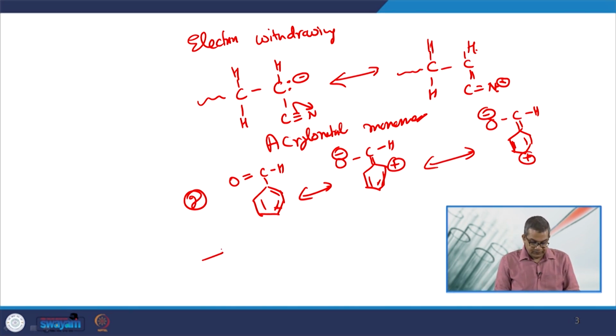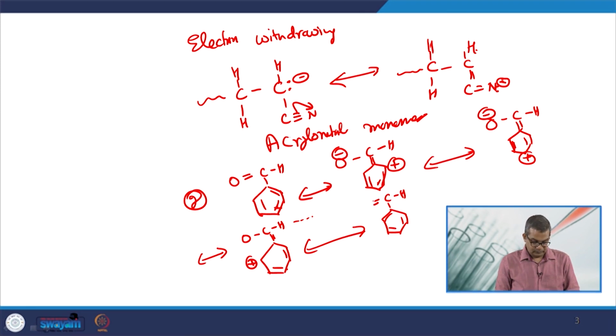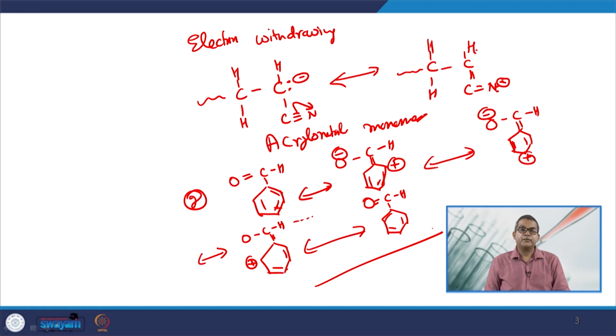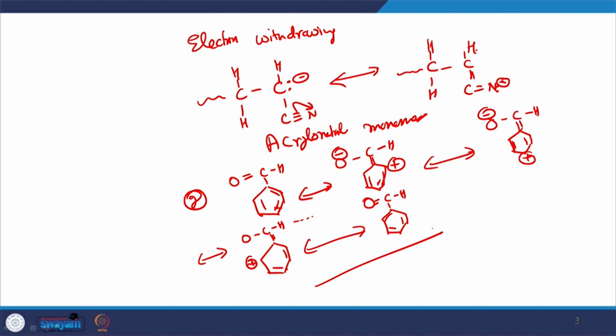Now another resonating structure is like this. So you see these are the different approaches. Over here you can see the concept of electron withdrawing over the period of time.